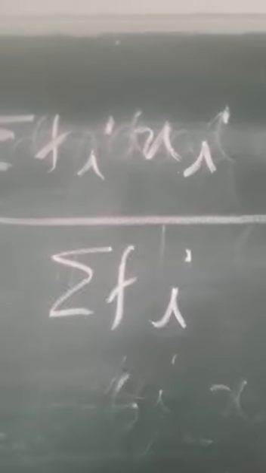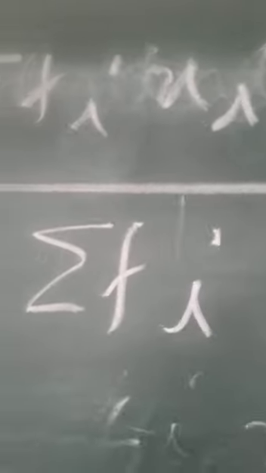Now as we are aware of the formula that mean is equal to x bar is equal to summation fi xi divided by summation fi. It is the formula to find mean when frequencies and terms are given. Then fi xi divided by summation fi.